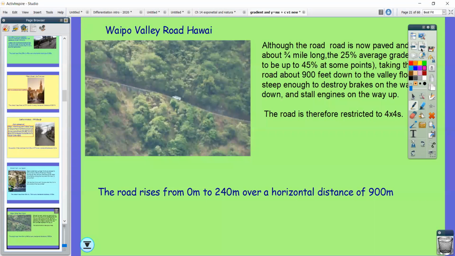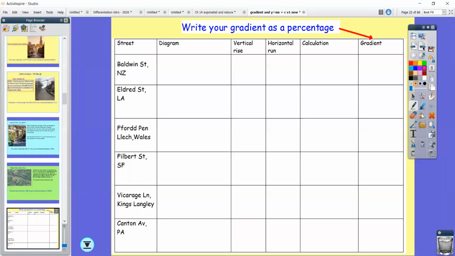Eldridge Street, Los Angeles. Waipio Valley, Hawaii. And okay, so I've got a little table here. What I'm asking them to do is draw a little diagram, give me the horizontal and the vertical. Yeah, so I've got rise and run there, horizontal and vertical. What calculation did they use and what's the gradient? And then I'm asking at the end to write it as a percentage. Okay, so that might be something you have to bear in mind if you want to do that. And the reason for that is I want to link back to that sign that we had right at the start of the lesson. Okay, how do these gradients compare to the gradient that's just down the road from the school?